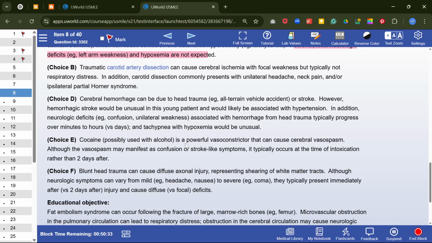Blunt head trauma can cause DAI, diffuse axonal injury, representing shearing of the white matter tracts. Although neurologic symptoms can vary from mild headache and nausea to severe coma, they typically present immediately rather than 2 days after injury and may cause diffuse or focal deficits.